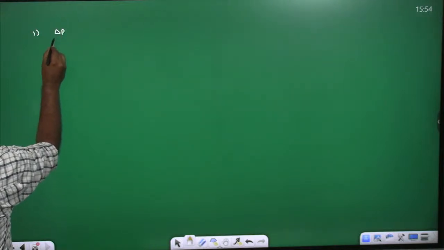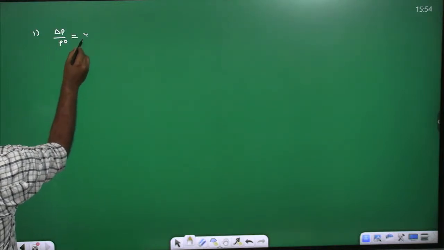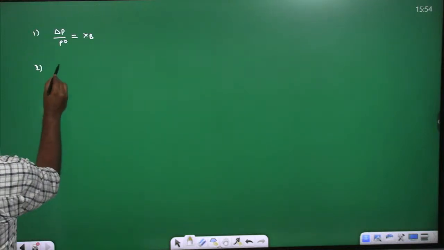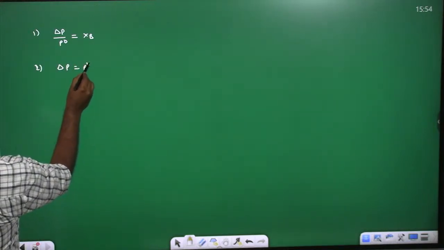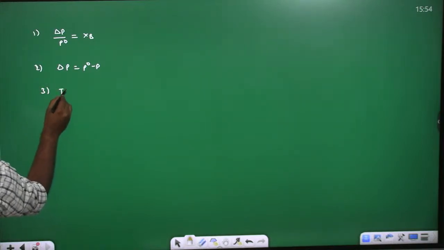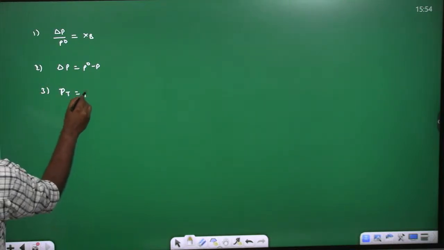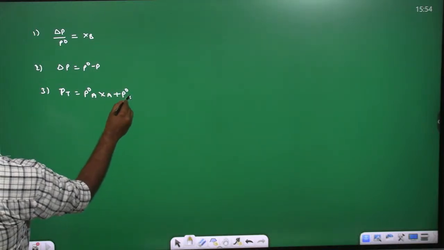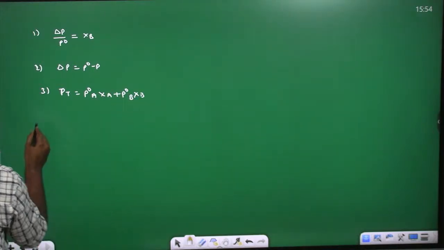Next one. Relative lowering of vapor pressure: delta P by P naught equal to mole fraction of solute. Second one. Delta P means P naught minus P. For ideal solution, we can write P total equal to P naught A XA plus P naught B XB. This is the formula.